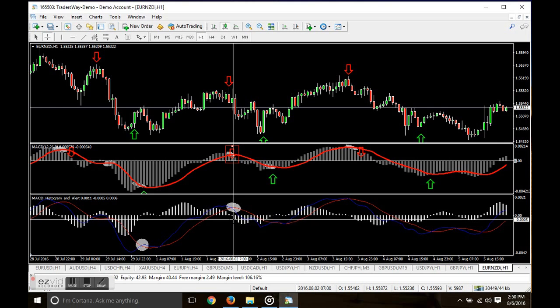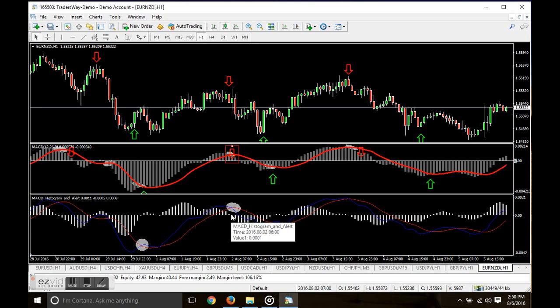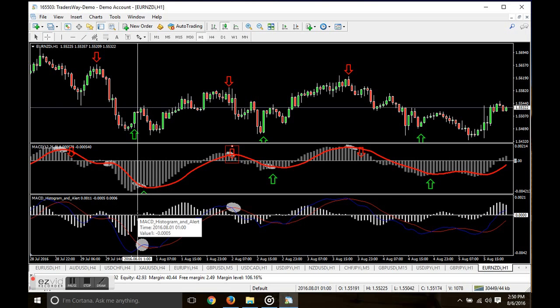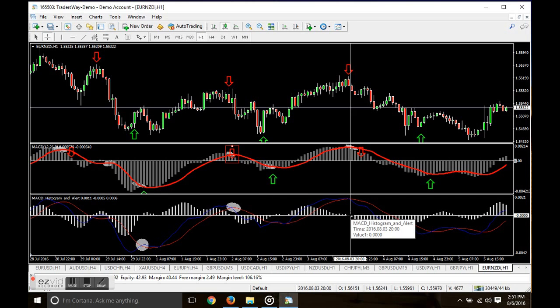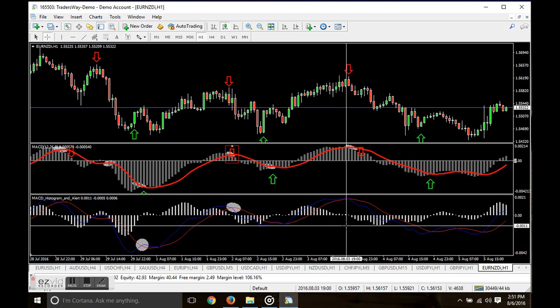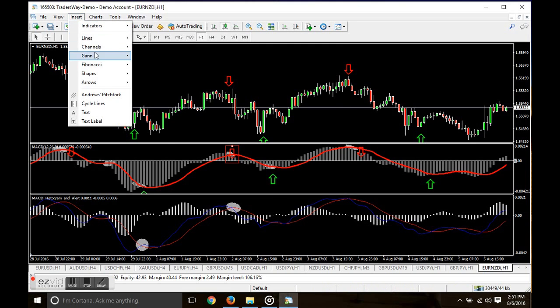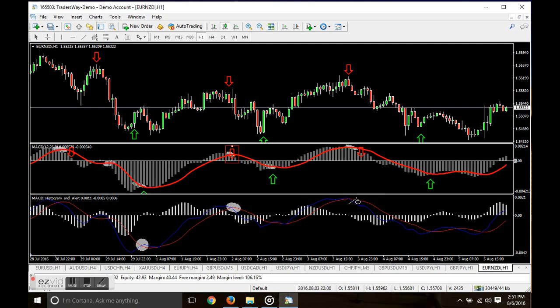Only difference is the histogram bars flip over the 0 when the lines cross. So it gives you a bit more visual confirmation when you use it that way, but they work the same way. You can use either or. And as you can see, I'm just marking the spots where the histogram flips and the lines cross. It's basically the same spots that the default MACD works at. It's just what you prefer to use.